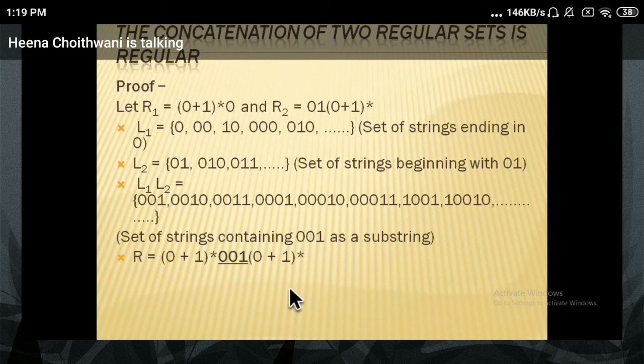So my R, after concatenating it, will be 0 plus 1 star, which I'm taking from R1, and the last part I'm taking from R2, and in between the fixed string, that is 0 0 1. I'm keeping it in the middle because I want this substring in each and every string which is formed after concatenating L1 and L2. Is it?